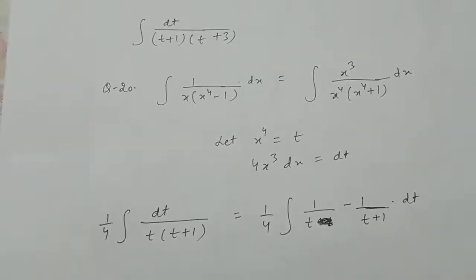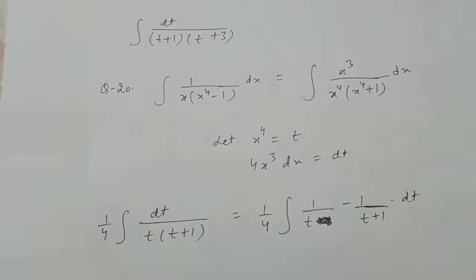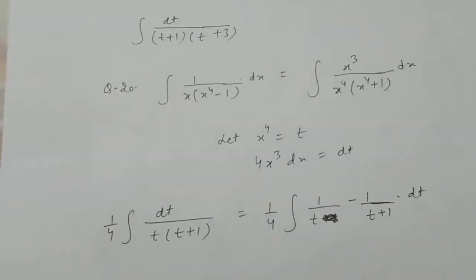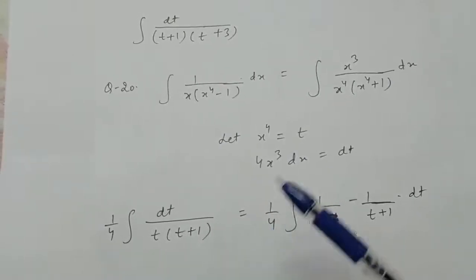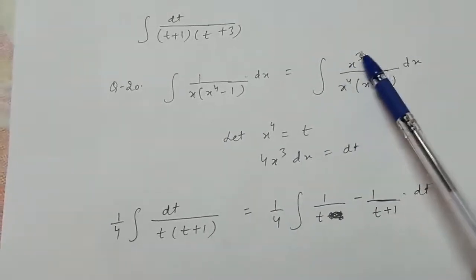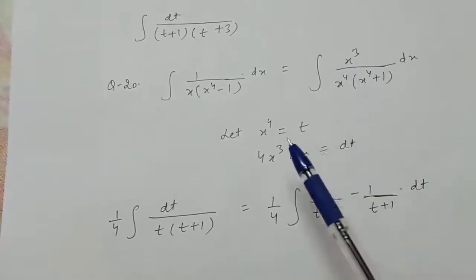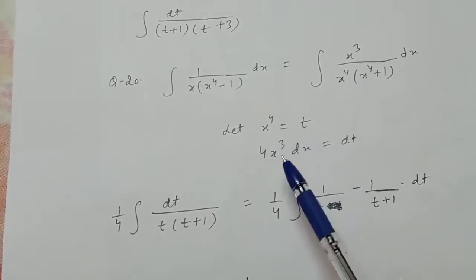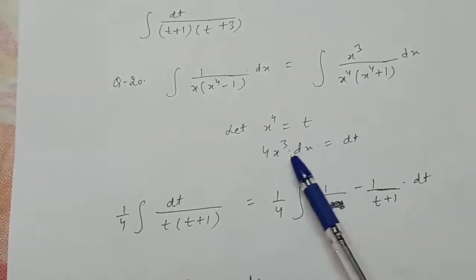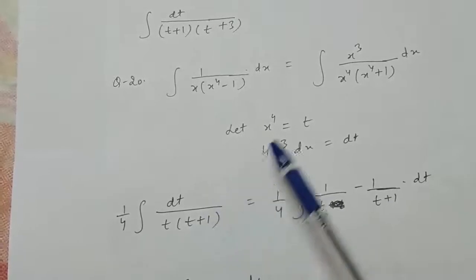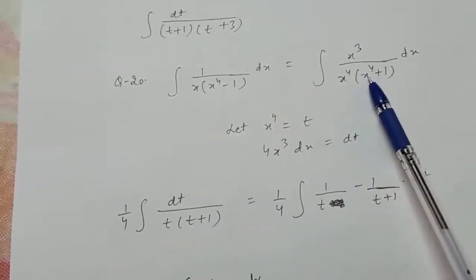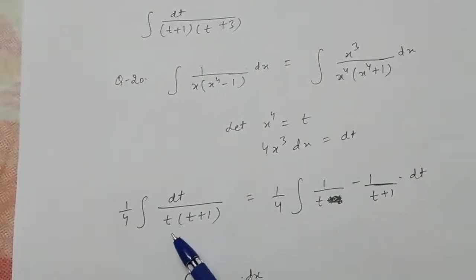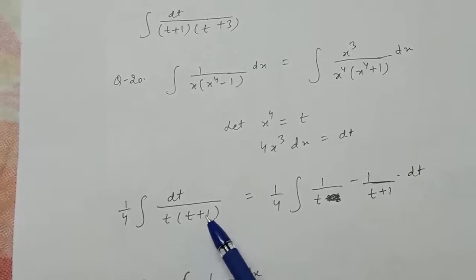See, you have to understand that in which questions we should do the substitution. Now here I have let x raised to the power 4 as equal to t and x cube exists in the integrand in numerator. Therefore we can substitute it in the function. Therefore derivate both the sides, you will get this. Now x cube into dx will become dt and the rest, this x raised to the power 4 into x raised to the power 4 plus 1 will become t into t plus 1, right?